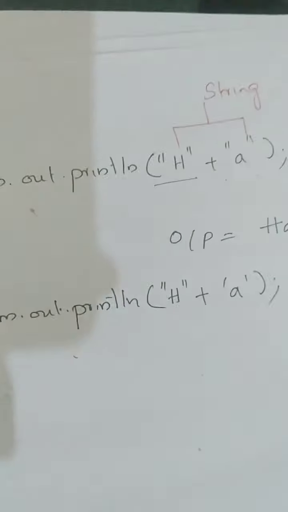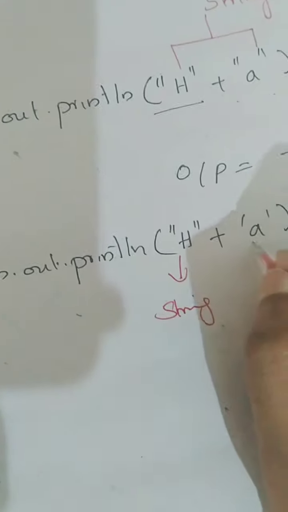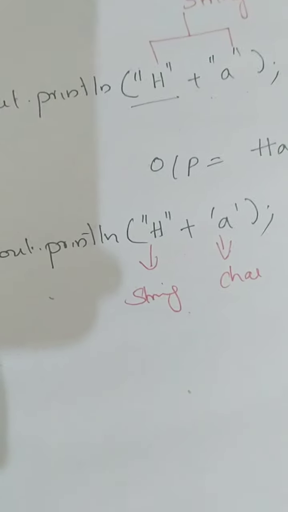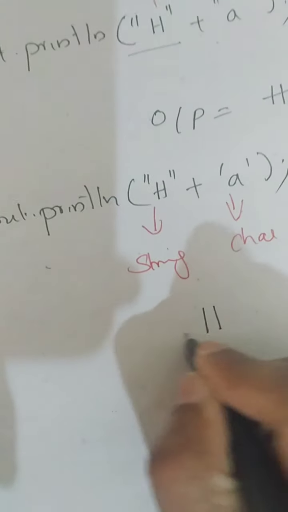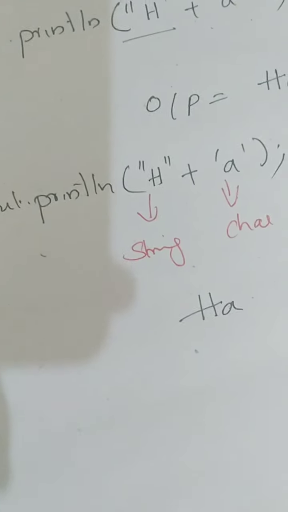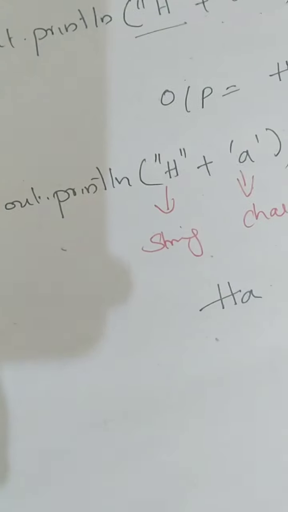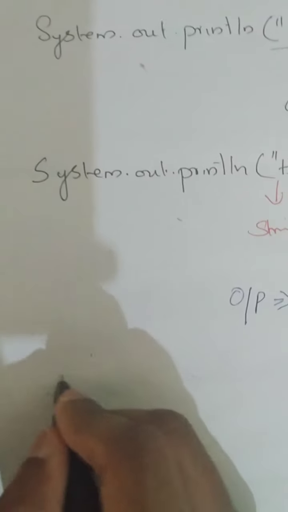Now suppose here this is a string, this is a character, this is char. So string plus char, what is the output? It will give concatenation again. So whenever there is at least one string, it will perform concatenation. Okay, you have to learn this for the exam.